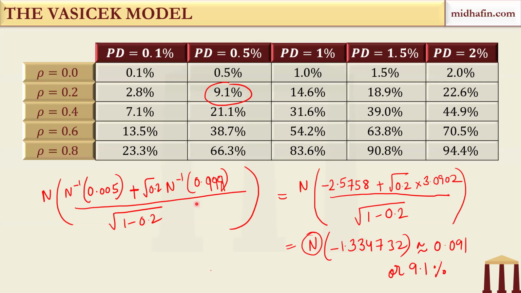You can clearly see that the 99 percentile or the worst case default rate increases with both PD as well as rho. And this is quite high. Once PD is 2% and the correlation is 80%, then the worst case default rate becomes 94.4%. This is too high.